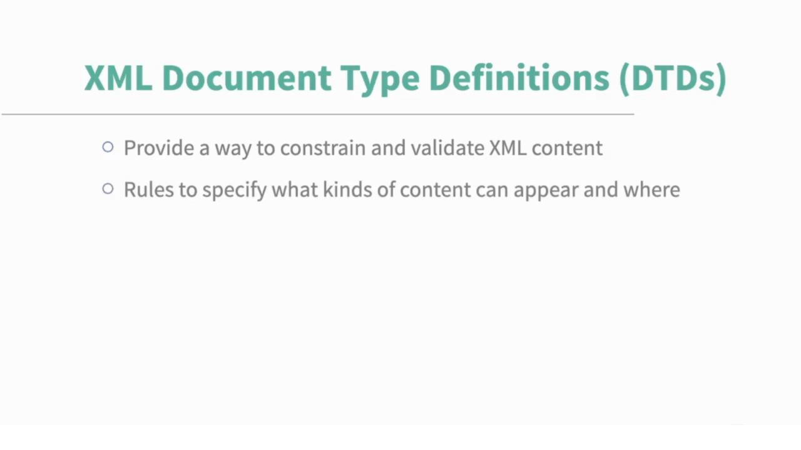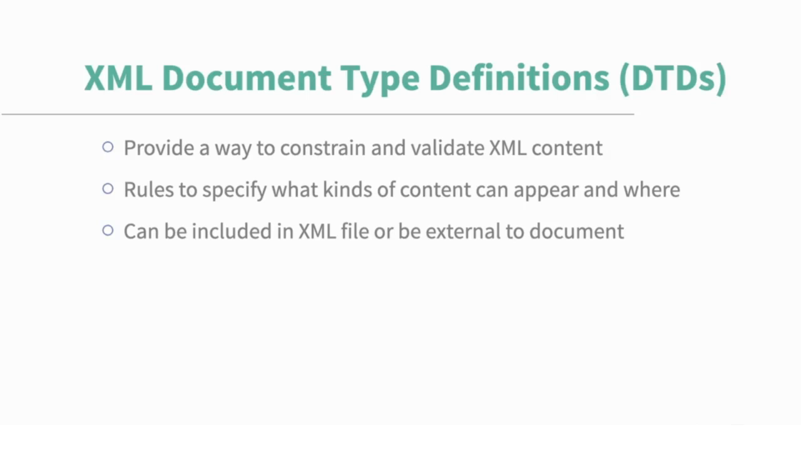You can specify what kind of content is allowed, where it can appear, and what values the tags themselves can have. DTDs can be included directly in an XML file, so it's a self-contained unit, or they can be declared as external DTDs and then associated and reused with more than one XML file.